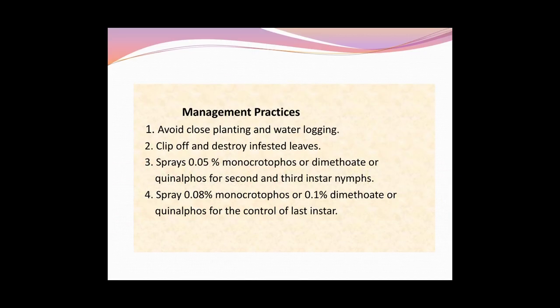The next point is management practices. So firstly, avoid close planting and waterlogging. Then clip off and destroy infested leaves. Then when we go through the chemical control, spray 0.05% monocrotophos, or also we can use dimethoate. Then also we can spray 0.08% monocrotophos or 0.1% dimethoate for the control of last instar.